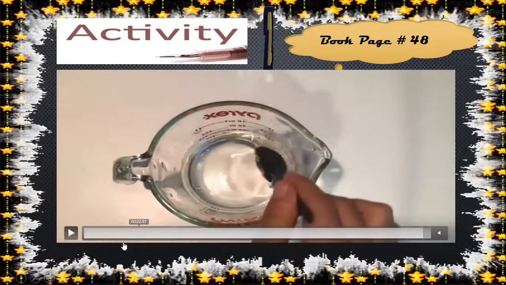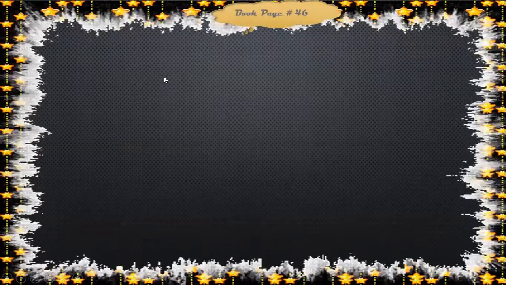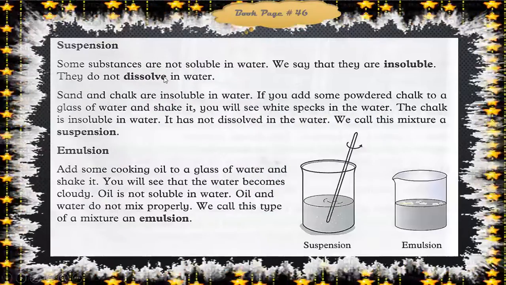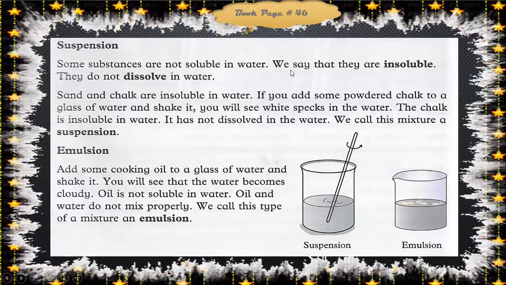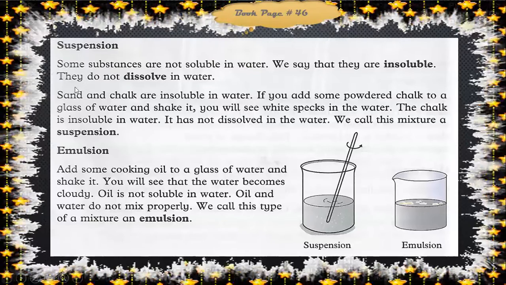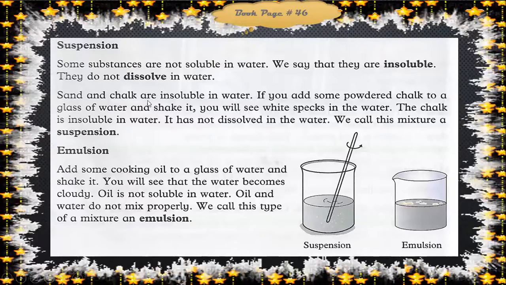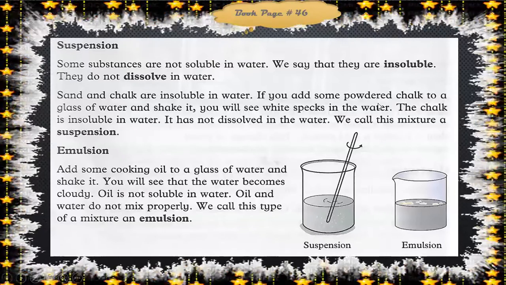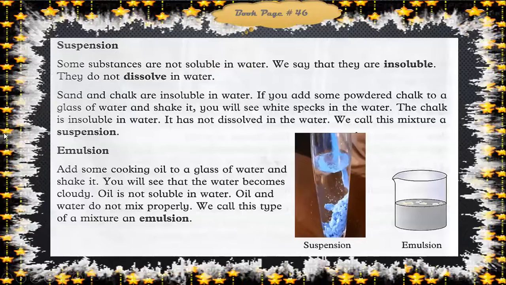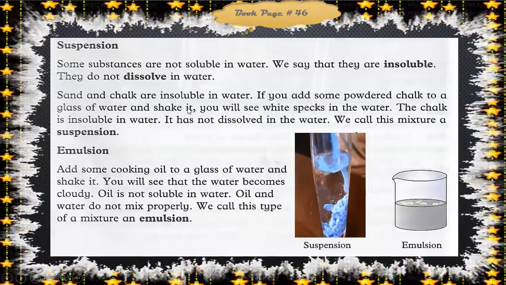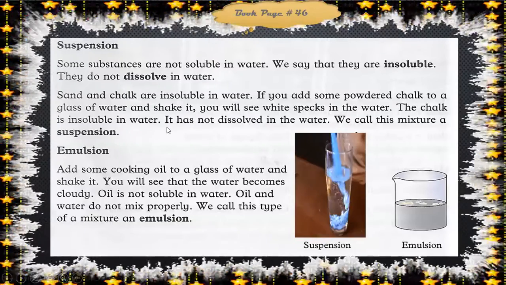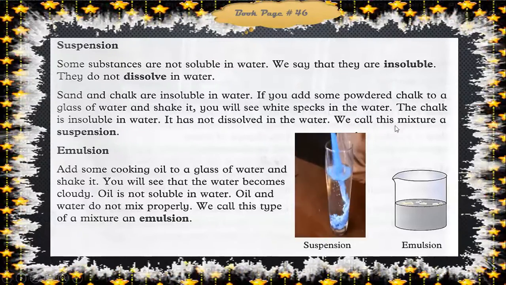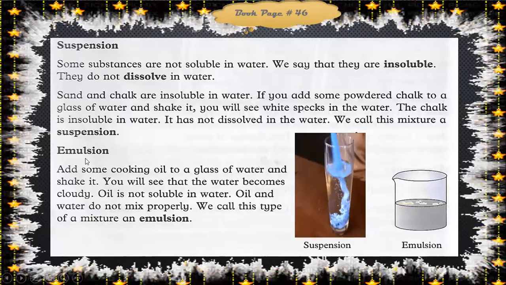Okay, students, now we are moving on to the next page, page number 46, the continuation of page number 46. Suspension. Some substances are not soluble in water. We say that they are insoluble. They do not dissolve in water. Sand and chalk are insoluble in water. If you add some powdered chalk to a glass of water and shake it, you will see white specks in the water. The chalk is insoluble in water. It has not dissolved in the water. We call this mixture a suspension.